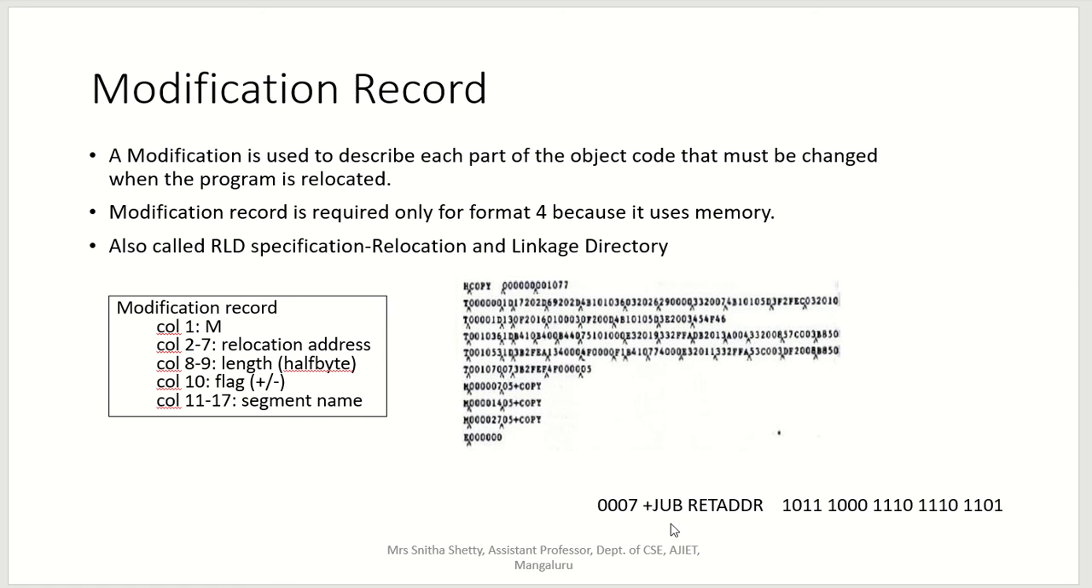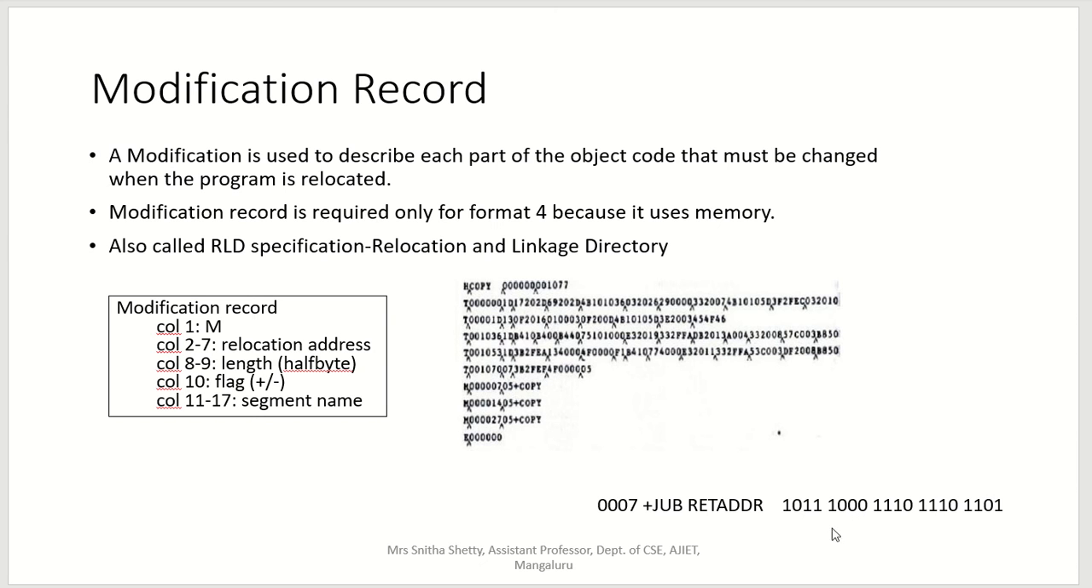Here you can find plus J sub return address, right? Since it is plus, it is format 4, which means it is 4 bytes. So 4 bytes means 007, next 008, and so on. So it belongs to the modification record. Now what is the syntax of format 4? The syntax of format 4 is the opcode, which is 6 bits, followed by the 6 flags NIXBPE, followed by the 20-bit address. You can count the 20 bits: 4 plus 4 is 8, 12, 16, 20.